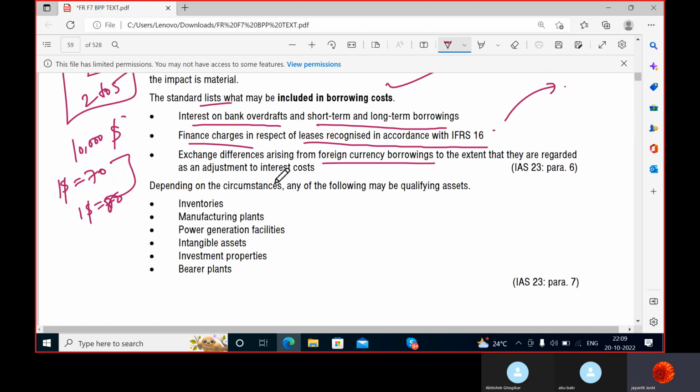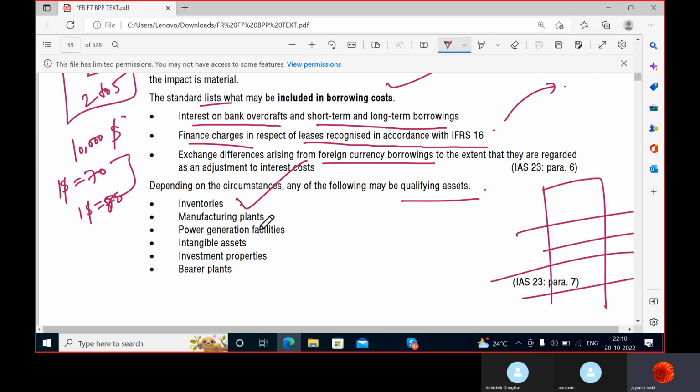Depending on the circumstances, any of the following may be qualifying assets. Suppose you are a builder and you are into real estate. You want to make flats and sell them to people. That's your inventory. Or if you want to build some plant, or do some research and development, or lease some asset and sublease it to someone.